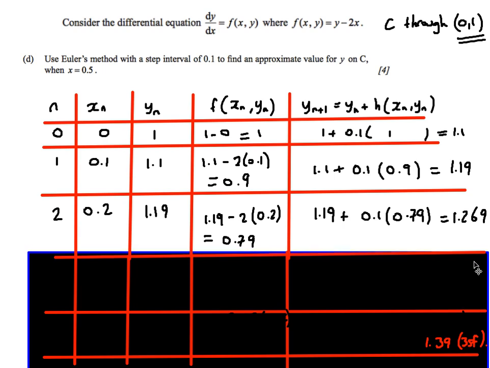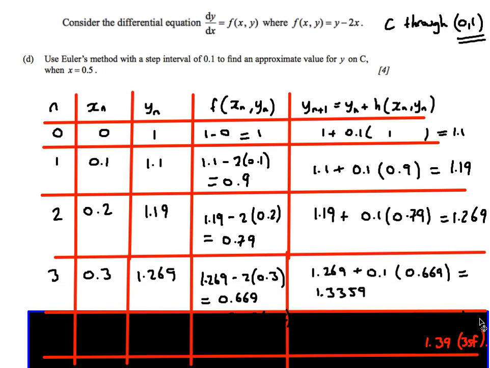And it gets slightly tedious. So as before, now n is 2, xn is 0.2. I then use this value, 1.19. Again, I put these two values into my function, and I get 0.79. I then put all these in, so my yn goes here, there's my 0.1, there's this answer, that goes in there, and I get 1.269. Same again for this one.